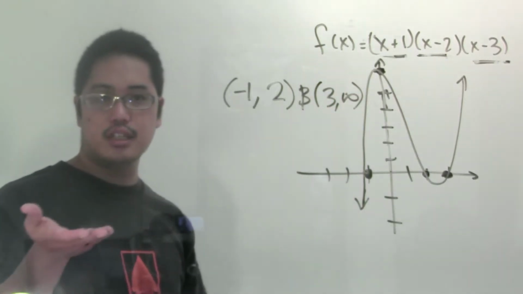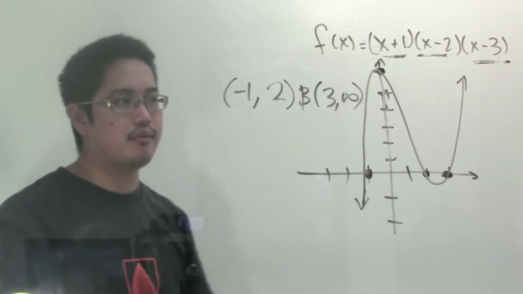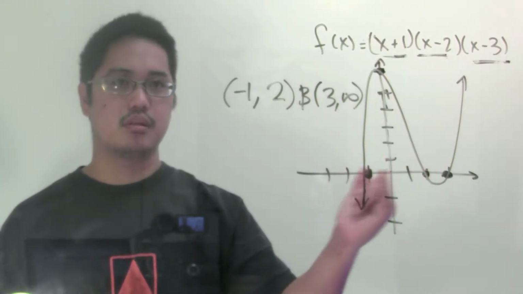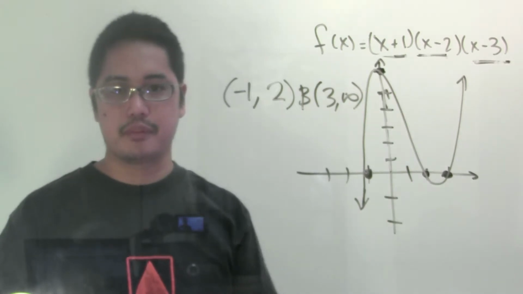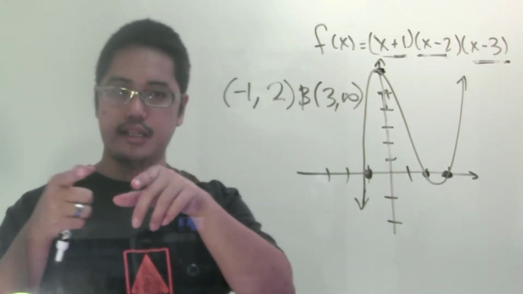Can you see that right off the bat? When is this thing positive? Well, when it's in between here and here, and when it's in between here and above. Yes, you can see that? No, you can't? Come on, help me out here.